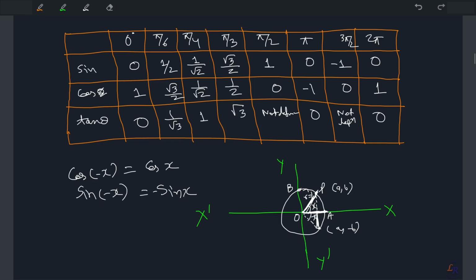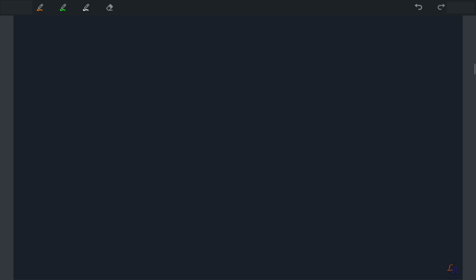Now let's talk about the trigonometric functions in different quadrants: quadrant 1, quadrant 2, quadrant 3, and quadrant 4, going anti-clockwise, like this. So you can make your own table for different functions, to see what the sign would be if you replace x with minus x, and how it is going to change.